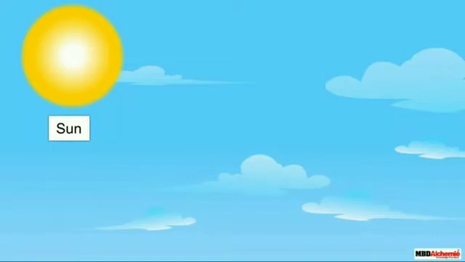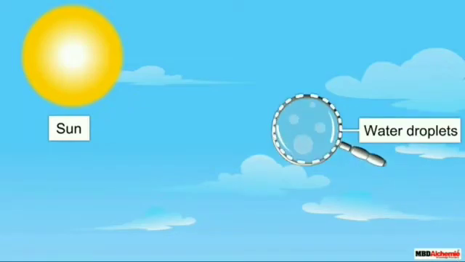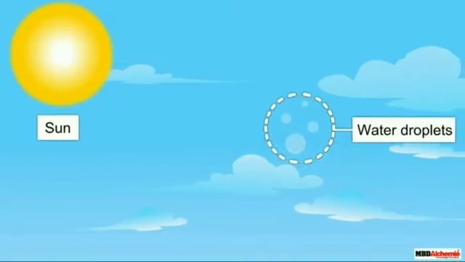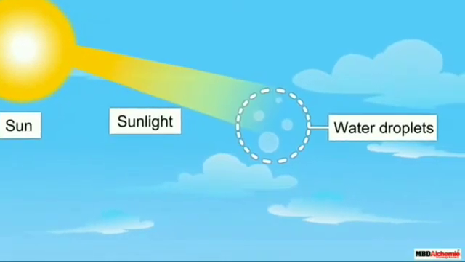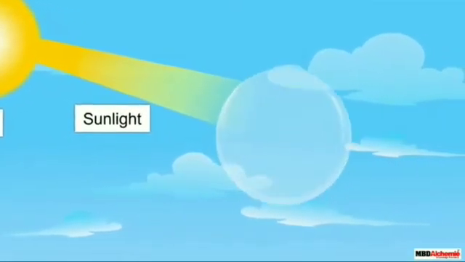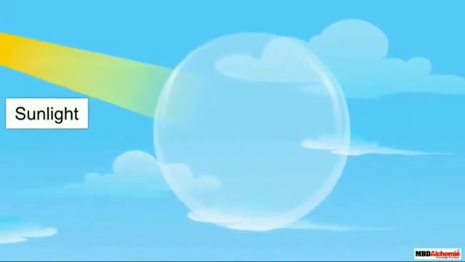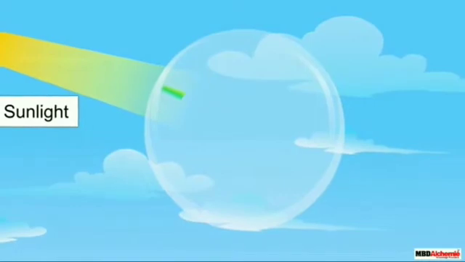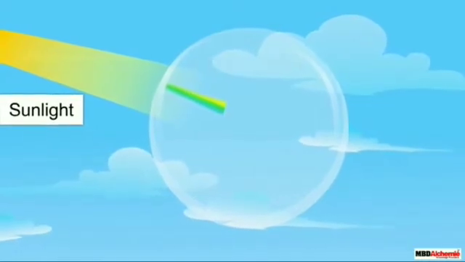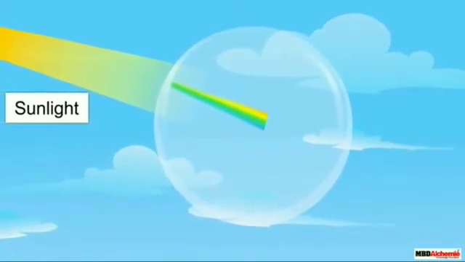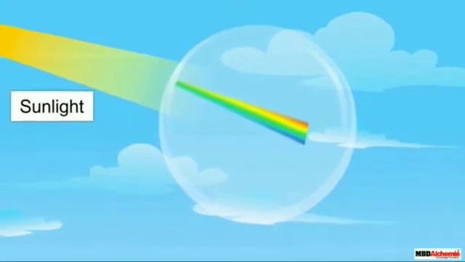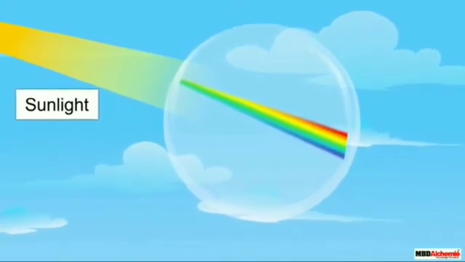Now let us understand how a rainbow is formed. It is usually formed after a rain. At this time, water droplets are present in the atmosphere. Sunlight passes through these water droplets. Each water droplet acts as a small prism and refracts the incident sunlight as it enters the droplet. The light splits into 7 colors within the drop.